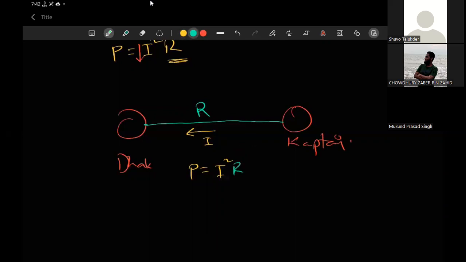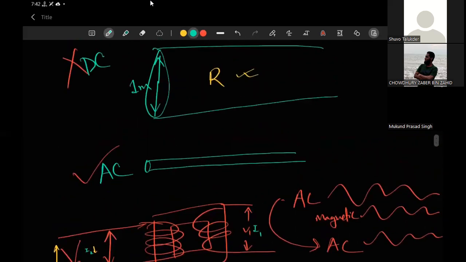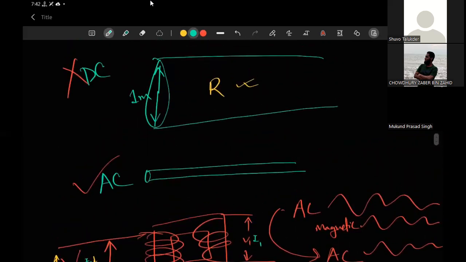Right? So we must reduce the resistance or we must reduce the current. If we were using DC analysis, the only way was to reduce our resistance. And the way to reduce resistance is to increase the diameter. Remember that R was proportional to L divided by A. So if you increase the area, resistance must go down.